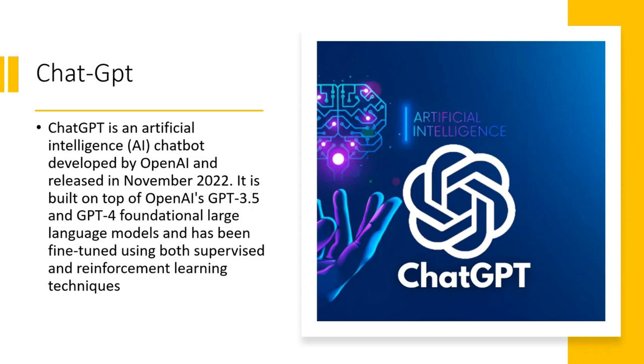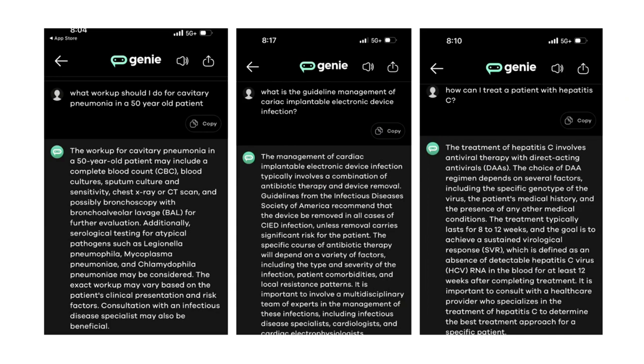And I've actually tried it out on my app here. I just asked it, what workup should I do for cavitary pneumonia in a 50-year-old patient? And I mean, this is pretty small, but it basically says CBC, sputum, X-ray, CT, BAL, atypical pathogens, all that stuff. I tried cardiac implantable electronic device infection. It went ahead and told me that IDSA recommends the device be removed in all cases unless it carries significant risk for the patient, and you should consult an infectious disease physician.